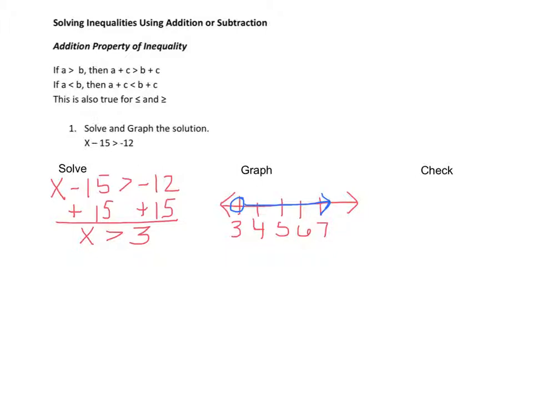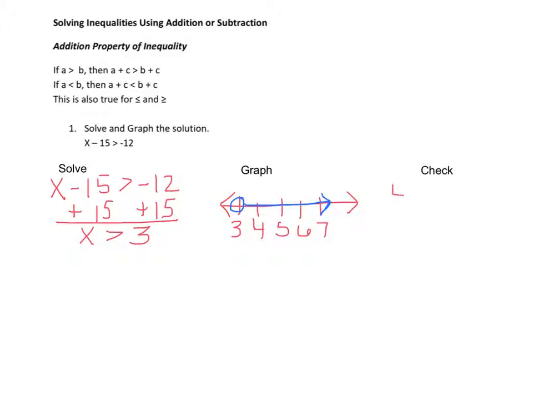So even though my graph here only shows 3, 4, 5, 6, 7, it actually continues. And that circle tells me I'm not including 3, but I am including 3.1 and all decimals that come after 3. The check is a little bit different than an equation because we don't want to choose 3 when we're plugging it in there. Our answer stated that x was greater than 3.